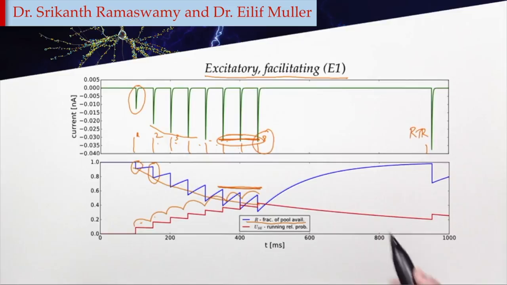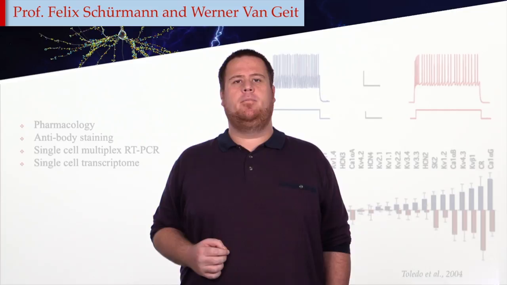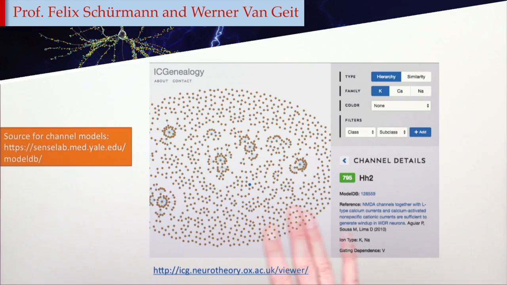In the fifth week of the course, Professor Felix Schürmann and Werner Van Geit will teach you to constrain neuron models with experimental data using genetic optimization techniques.